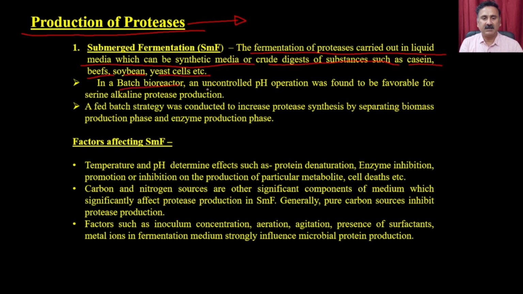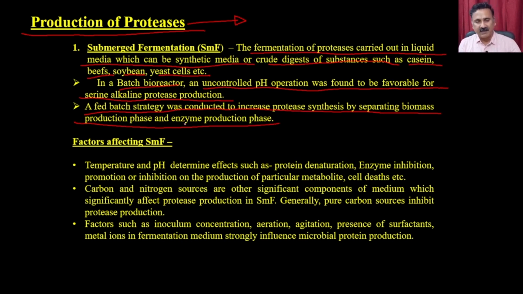In a batch reactor, an uncontrolled pH operation was found to be favorable for serine alkaline protease production, and a fed batch strategy was used to increase protease synthesis by separating the biomass production and the enzyme production phase. There are multiple factors which affect fermentation-based protease production, like submerged fermentation.